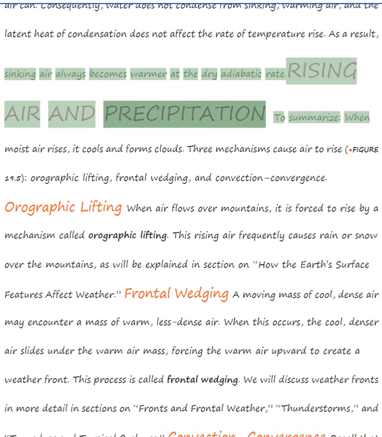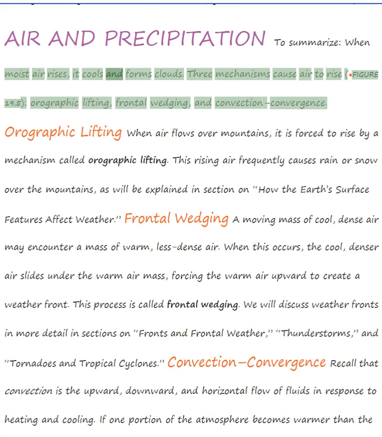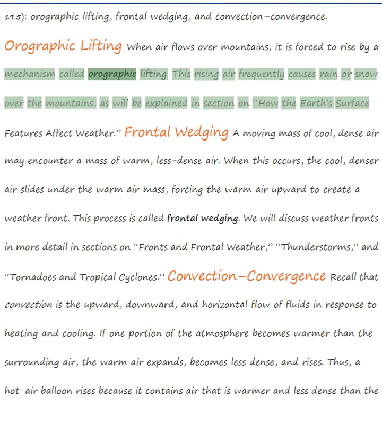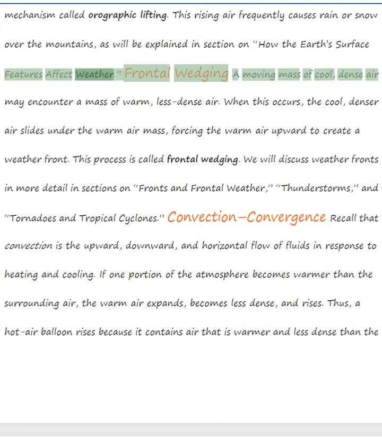Rising air and precipitation. To summarize, when moist air rises, it cools and forms clouds. Three mechanisms cause air to rise: orographic lifting, frontal wedging, and convection, convergence. Orographic lifting: when air flows over mountains, it is forced to rise by a mechanism called orographic lifting. This rising air frequently causes rain or snow over the mountains, as will be explained in the section on how the Earth's surface features affect weather.